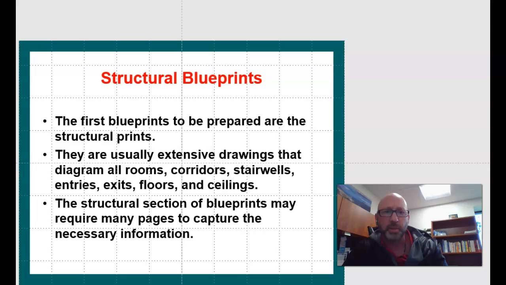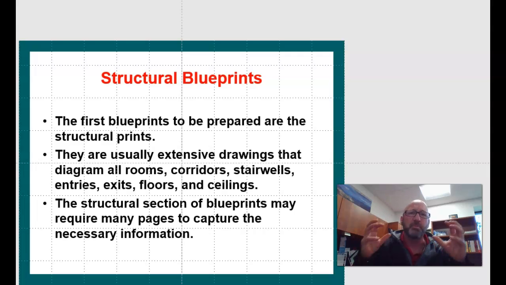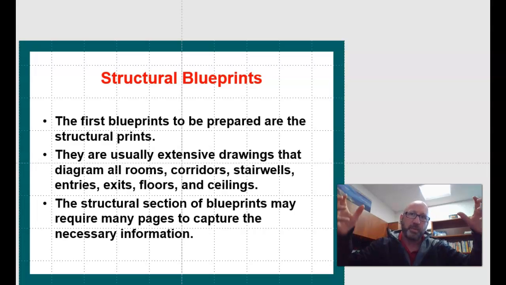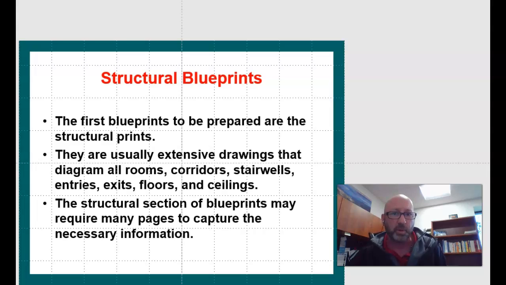Let's talk about the structural blueprints. The first blueprints to be prepared are the structural. So we have the sort of bones of the building, the cement or the metal beams that are put in place. They are usually extensive drawings that diagram all rooms, corridors, stairwells, entries, exits, flooring, and ceiling. The structural section of blueprints may require many pages to capture the necessary information. So if you can just think of the bones that it's all built around, okay? They build up these metal beams here, the roof trusses, sort of boxing all those things in, okay?